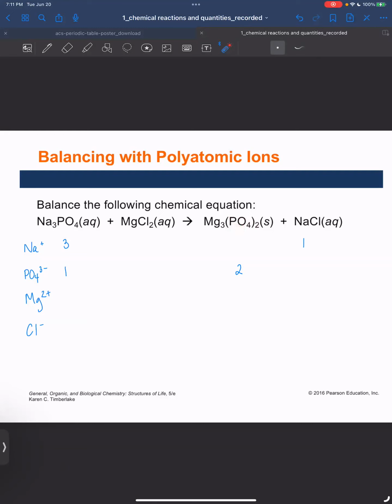What about magnesium? We have 1 on the left, and how many on the right? 3. And chlorines, how many on the left? 2. And how many on the right? 1. So let's start with sodium. What coefficient would you add to balance it? Good. You add a 3 in front of it. So we can start there. If we add a 3 in front of it, that would balance out the sodium.